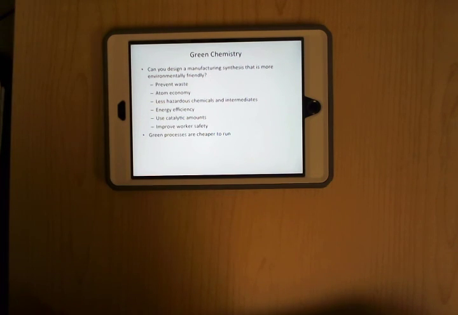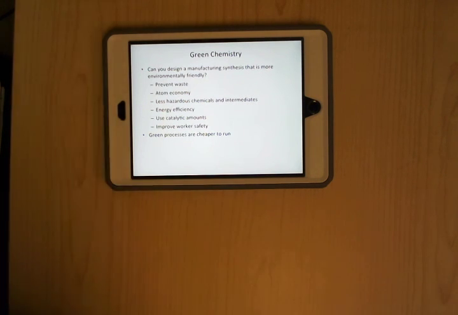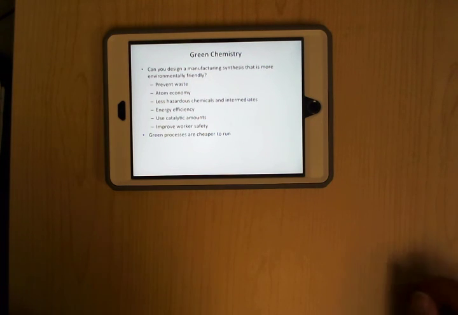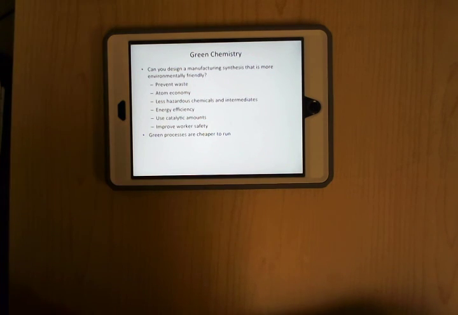Atom economy, right? You don't want to put in atoms that are just going to leave. You want to minimize the amount of atoms you stick on the product that aren't going to be part of your final molecule. You want to use less hazardous chemicals and intermediates. Not only is it cheaper to work with and handle, but it's also an issue of worker exposure. There's a lot of issues with making sure it's not there at the end, right? You don't want that in your final pill.